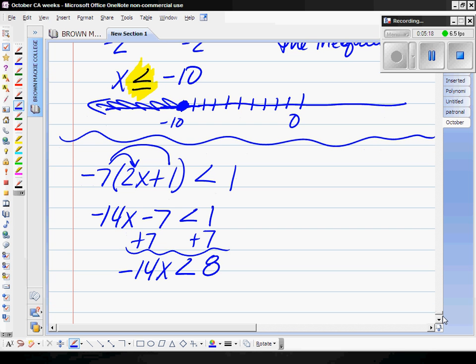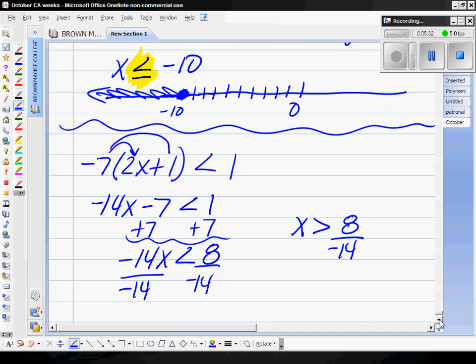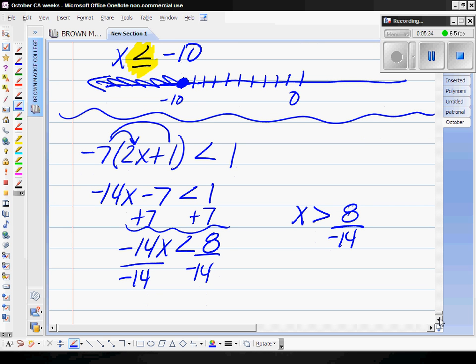What's left to do? You've got it. Divide both sides by negative 14, and now x is greater than 8 over negative 14. Now, do we understand why I flipped the sign? We flipped the sign because we ended up dividing by a negative number.